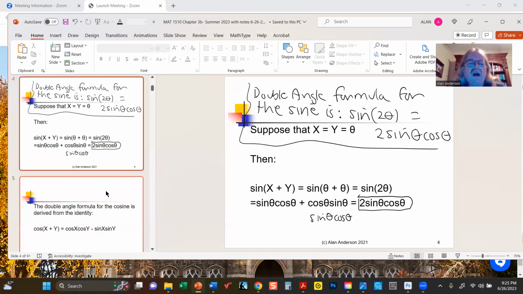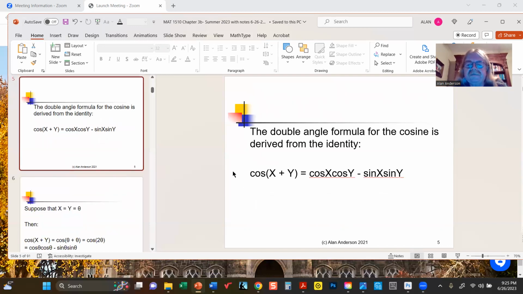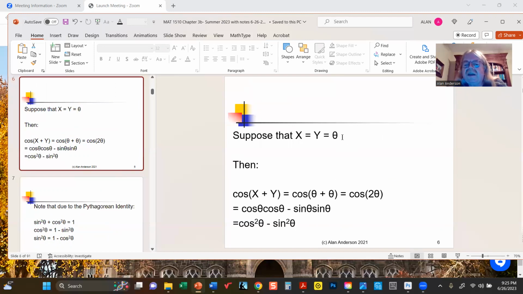Now, there's a comparable formula for the cosine as well. So this is the formula for adding up the cosine of x and y. You can see that the cosine of x plus y equals the cosine of x times the cosine of y minus the sine of x times the sine of y. And once again, let's assume that both x and y are the same angle theta. So if you replace all the x's and y's, you'll have cosine 2 theta equals cosine squared theta minus sine squared theta.